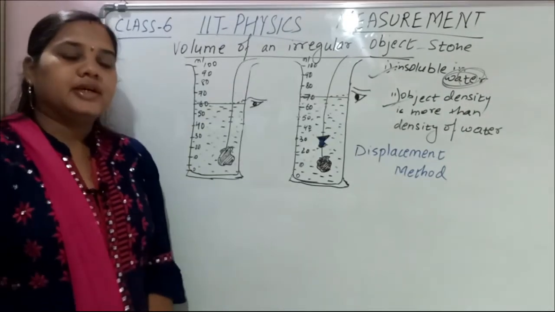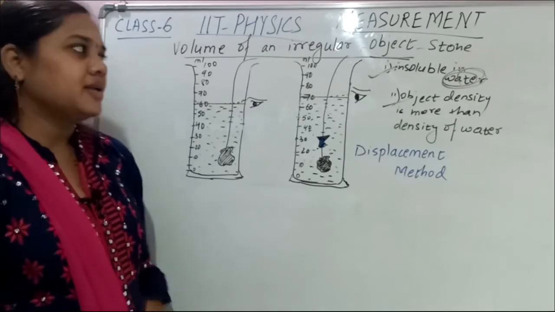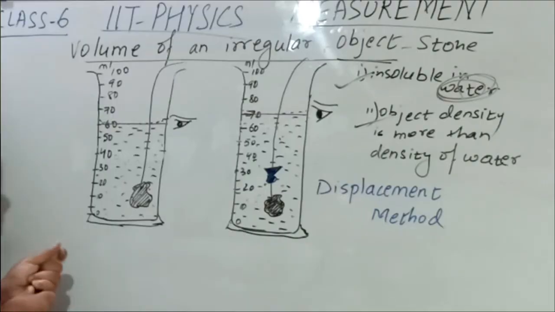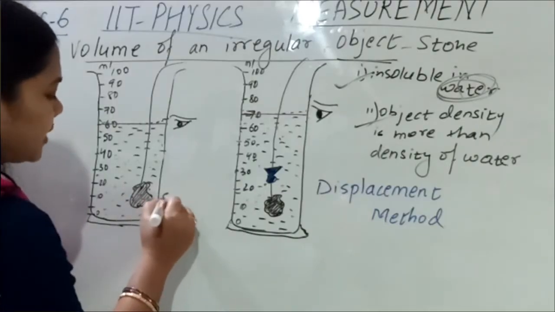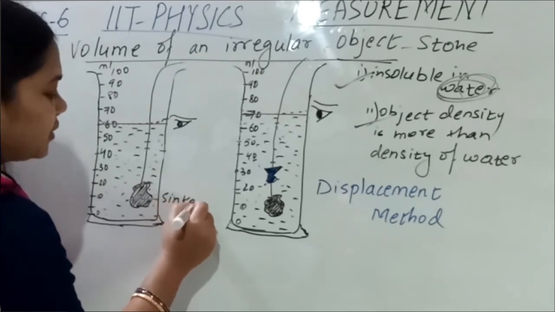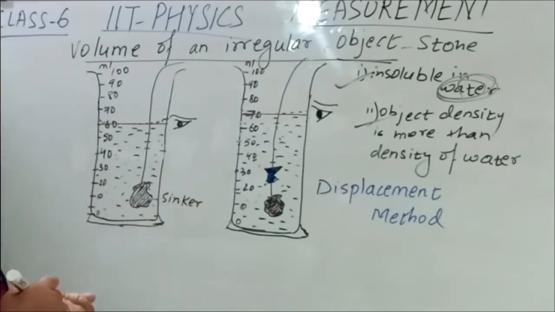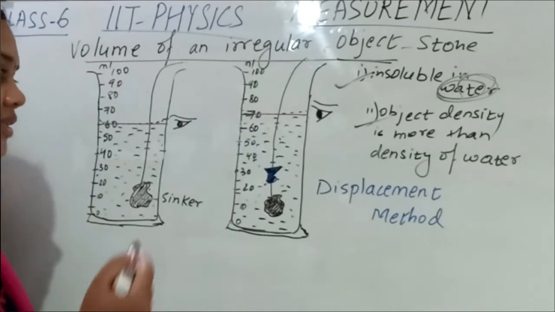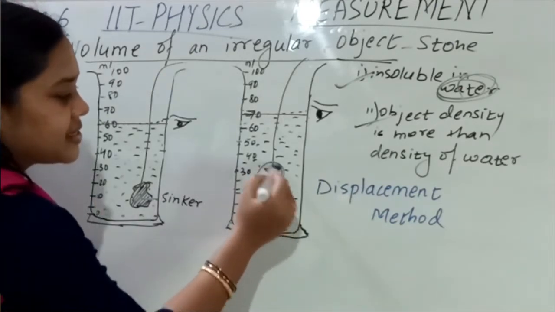So children, the next problem is what? Here we saw two conditions. First, if the object is insoluble in water, we can use the first method. But if the object is soluble in water, what do we have to do? We have to change the liquid. We can use kerosene or spirit like that.